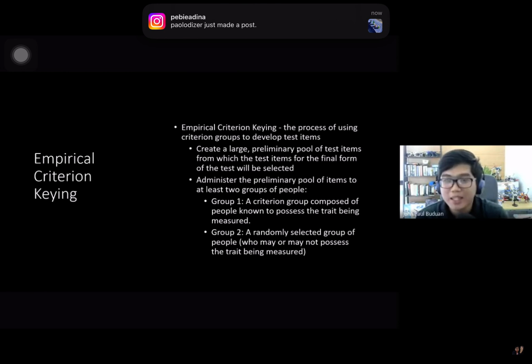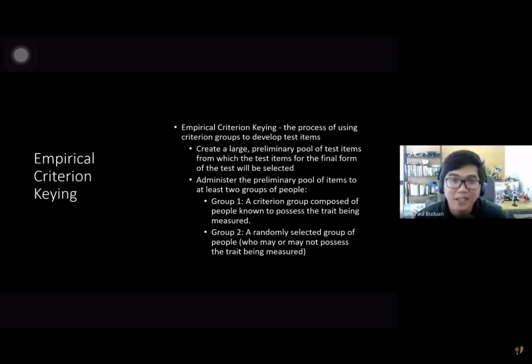Okay? Kasi pag mas mataas pa yung group 2 kaysa sa group 1, mas mataas yung mga randomly selected people sa mga taong depressed talagang meron ng depression, then, of course, hindi mag-make sense yun. Ibig sabihin, yung mga items mo are not powerful enough to detect depression. Kasi hindi niya na-detect yung mga depressed na tao. Okay? So parang sila yung litmus test natin. Parang sila yung criterion nga natin. So kung ang test natin is na-detect yung mga tao may depression, then it's a good test. Okay? So that's empirical criterion keying, the process of using criterion groups to develop test items.